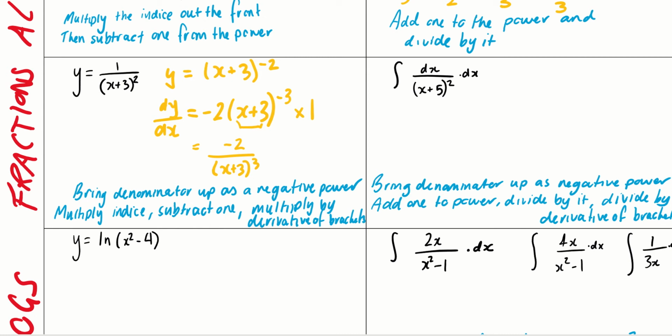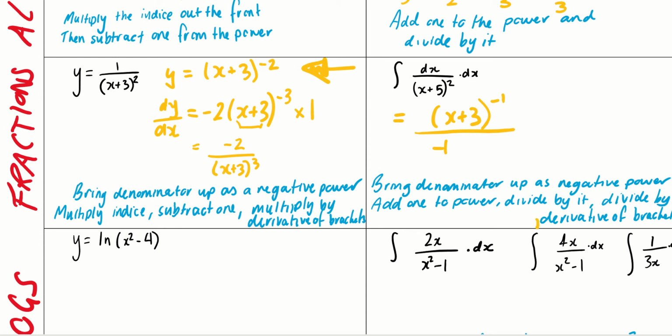Okay, now integrating. I'm going to do the exact same thing but in the opposite form. For instance, I've written here, bring the denominator up as a negative power, add 1 to the power, divide by it. Then divide by the derivative of the brackets. So once again, I'm going to go from this line here that I've written out already. My integral says I add 1 to the power first. So I'm going to have x plus 3, add 1 to the power to is negative 1. I divide by that. So it's the same as integrating with algebra. Add 1 to the power and divide by it.